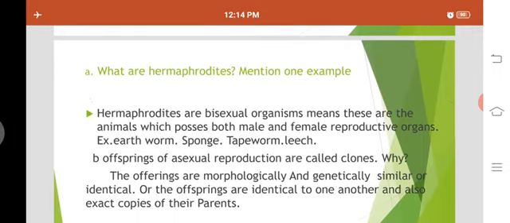Here you can see the first question. What are hermaphrodites? Mention one example. This question they have asked for 2 marks. You will find this question in the March 2014 annual question paper. The question is, what are hermaphrodites? Mention one example. Okay, answer for this.